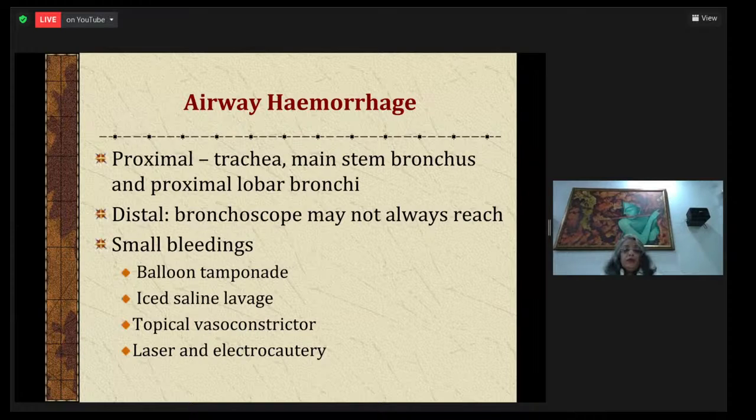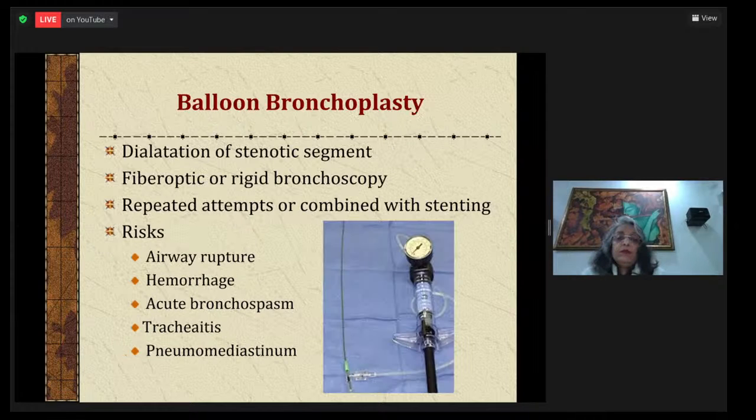Coming to another common situation in which we are called, tracheal stenosis. In these patients, dilatation of the stenotic segment is carried out by a balloon, and this is known as balloon bronchoplasty. It requires repeated attempts and, more often than not, is combined with stenting. The balloon is inflated to a particular pressure and the pressure is maintained for around 45 seconds.